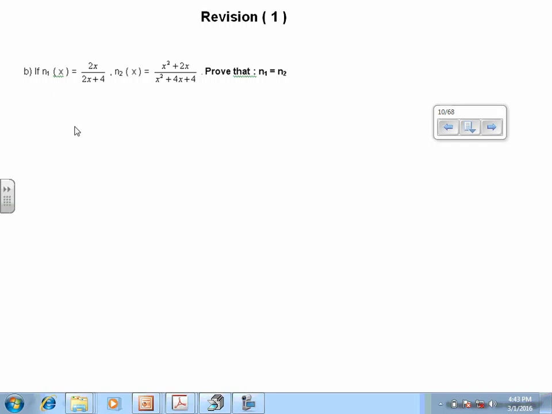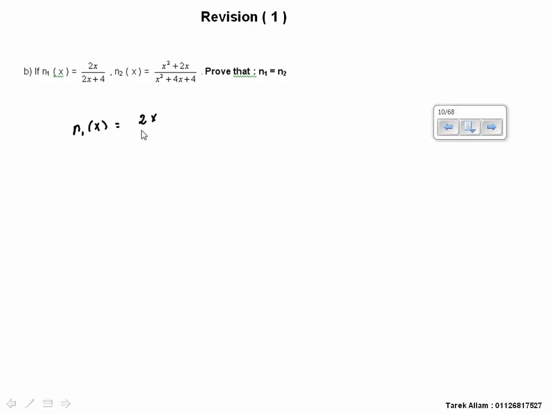Next question: if n1(x) equals 2x over (2x plus 4), and n2(x) equals (x squared plus 2x) over (x squared plus 4x plus 4), prove that n1 equals n2. Very well. So we want to find the domain of n1 and the domain of n2. If n1 and n2 have the same domain, and when we put n1(x) and n2(x) in their simplest forms we find that they have the same simplest form, therefore n1 equals n2.